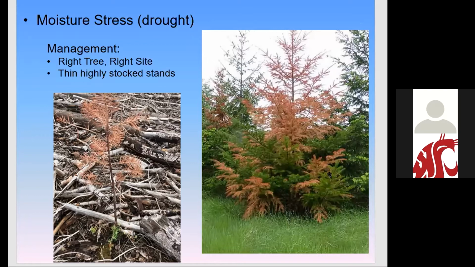Moisture stress in the form of drought probably kills more planted seedlings than any other agent. So in Douglas fir, as you see in both of these images, damage usually begins at the top of the tree with wilting and bronzing of the needles. And so, the recommendation for planting more drought-tolerant families, especially on fast-draining soils and south-facing aspects, is really an important strategy for mitigation. Also consider thinning highly stocked stands to reduce water stress.